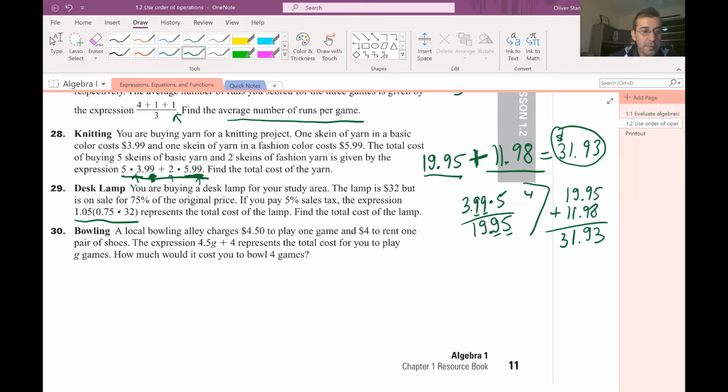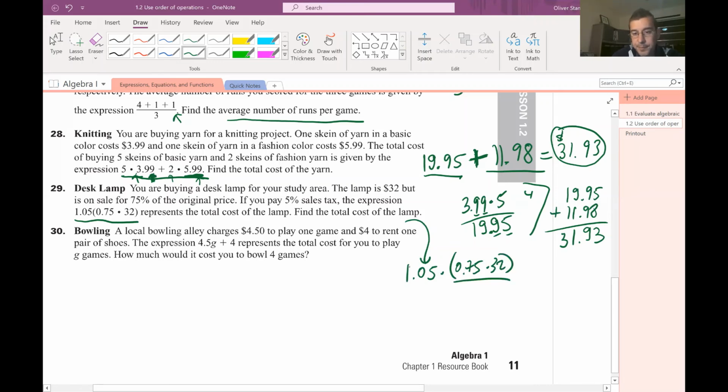Since we have parentheses, we do the parentheses first. However, this is all multiplication, so you can do it all together. But let's do the computation in the parentheses first. So the solution would be 1.05 times 0.75 times 32. So we do this first and then times 1.05. So let's do it here on the side.